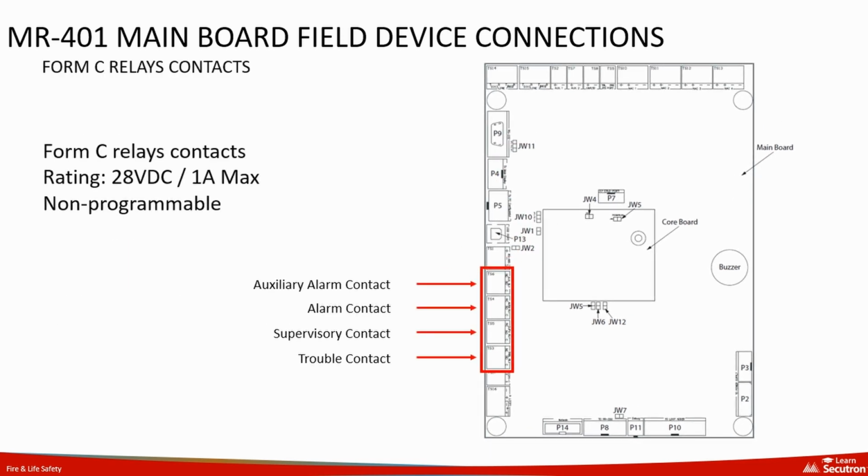Common Form C relay contacts on the main board. These contacts are rated for 28 volts DC at a maximum of 1 amp and are non-programmable. The contacts include auxiliary alarm, alarm, supervisory, and trouble. Each relay contact responds to a specific condition in the fire alarm system, facilitating the control or monitoring of various system states.